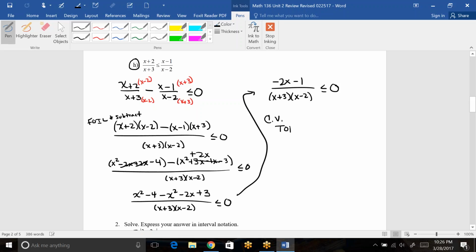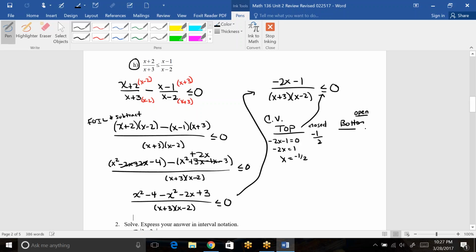The top, we'll have to set this equal to 0 to figure out what that one is. So negative 2x minus 1 equals 0. Add the 1 over, divide by negative 2. So negative 1/2 is one of my critical values, and it will follow the rule of this. Remember, the top always follows that rule. So this will be closed. The bottom will be open no matter what, because bottom cannot equal 0.